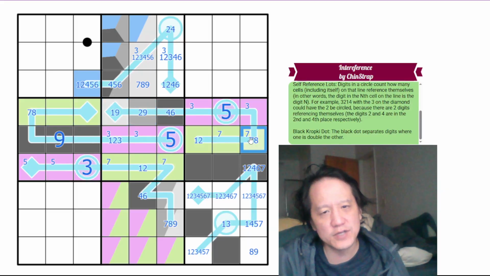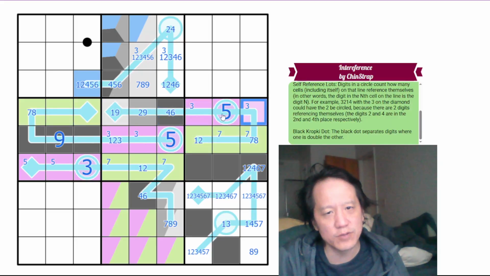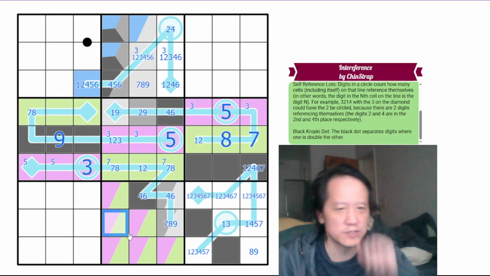So if the 7 and 8 were swapped, the problem is they would not be considered self-referencing. And therefore, this would not be self-referencing. This would not be. We'd only have 2 at most. So this has to be 7, which makes this 8. We have 1 or 2 here. So this becomes a 7, 8 pair, which forces this to be 4 and 6.